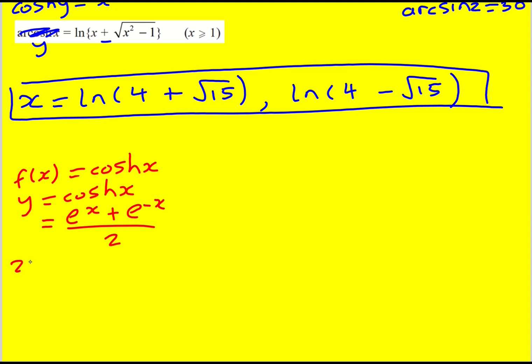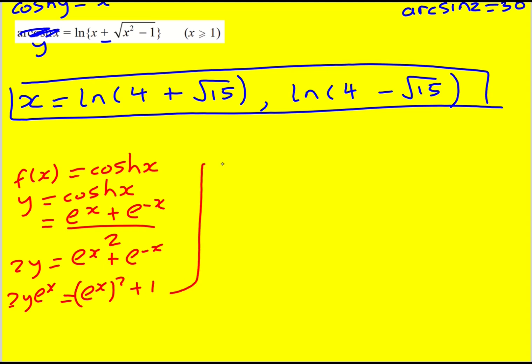If I times through by 2, I'll get 2y equals e to the x plus e to the minus x. And then I'm going to times through by e to the x now. I'm going to create a quadratic in terms of e to the x. So that means 2y e to the x will equal e to the x squared plus 1. And therefore, e to the x squared minus 2y e to the x plus 1 is equal to 0.